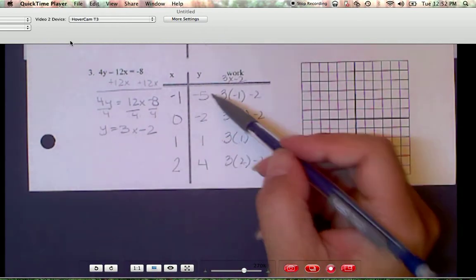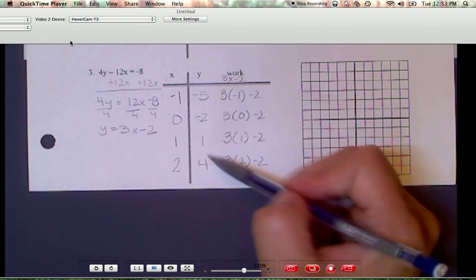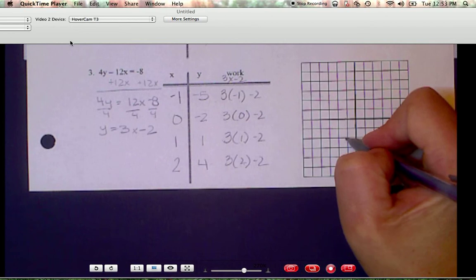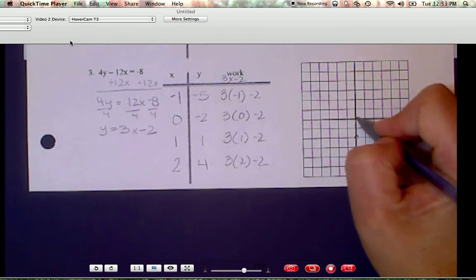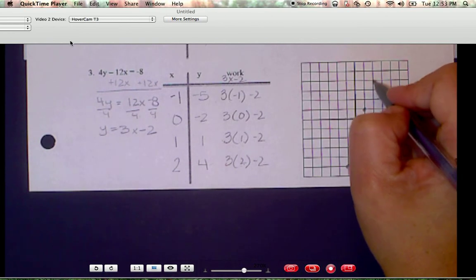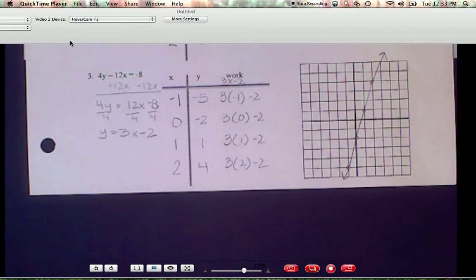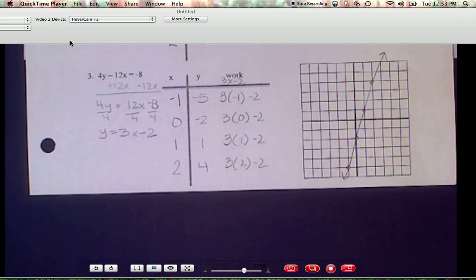Now the pattern isn't as easy to see here, but we're adding 3 every time. So let's graph that. Negative 1, 1, 2, 3, 4, 5. 0, negative 2, 1, 1, 2, 1, 2, 3, 4. Okay? Hopefully that was no problem for you.